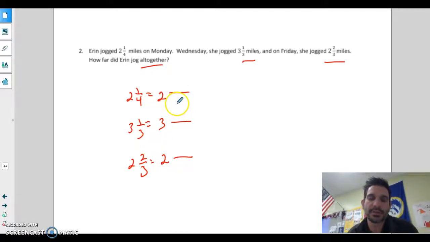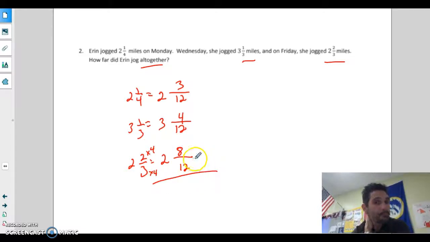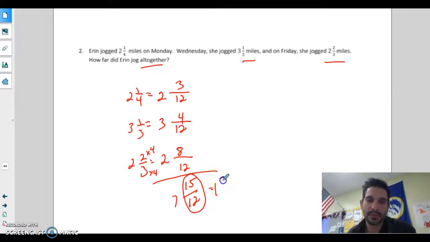My common denominator is 12. So that's going to be a 3, that's going to be a 4, this is 12, and that's going to be 8. So now I'm going to add this out. I get 15/12, and I get 5 and 7. Well, this is greater than 1, so that's equal to 1 and 3/12. So now I have the 7 here and the 1 whole here, so that equals 8 and 3/12.